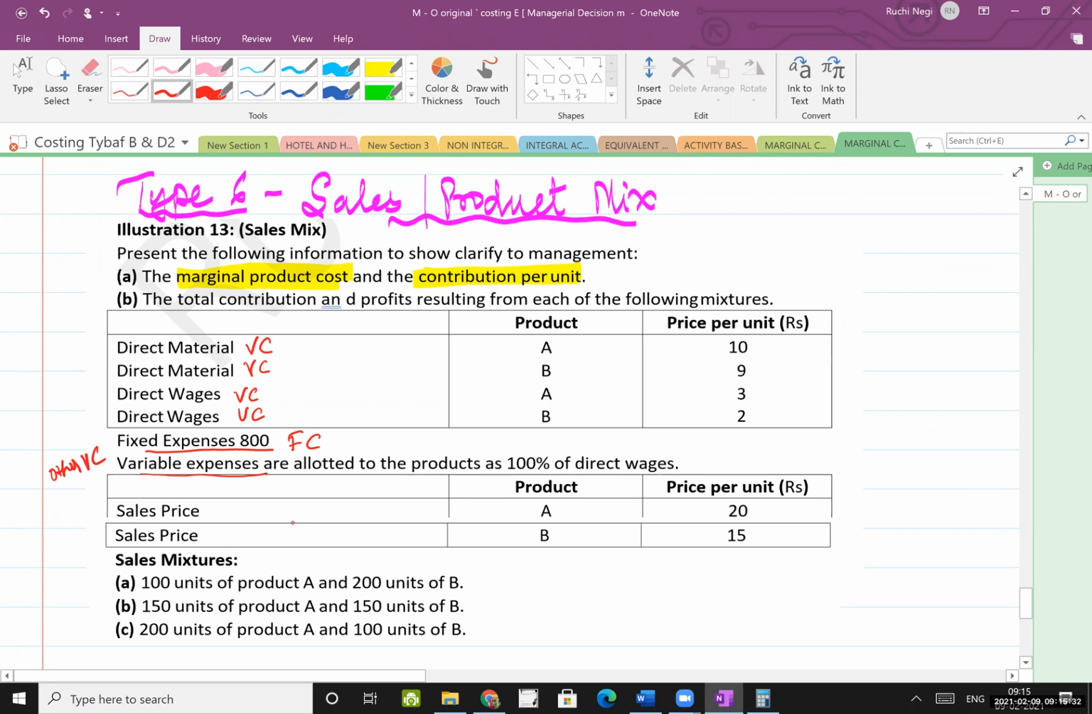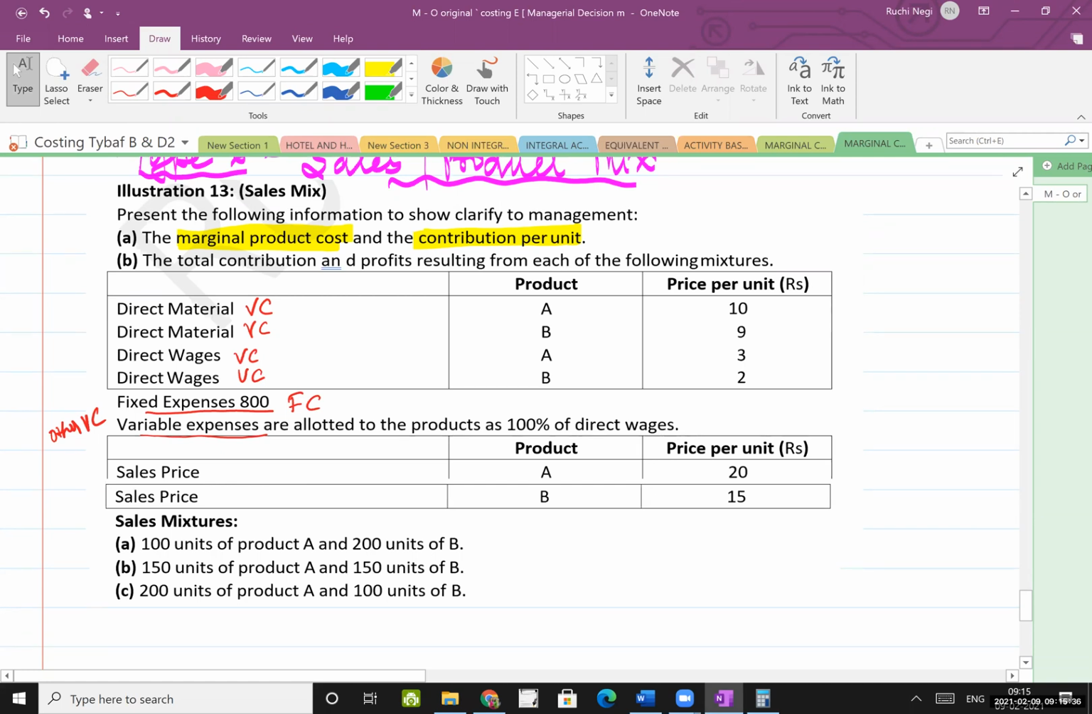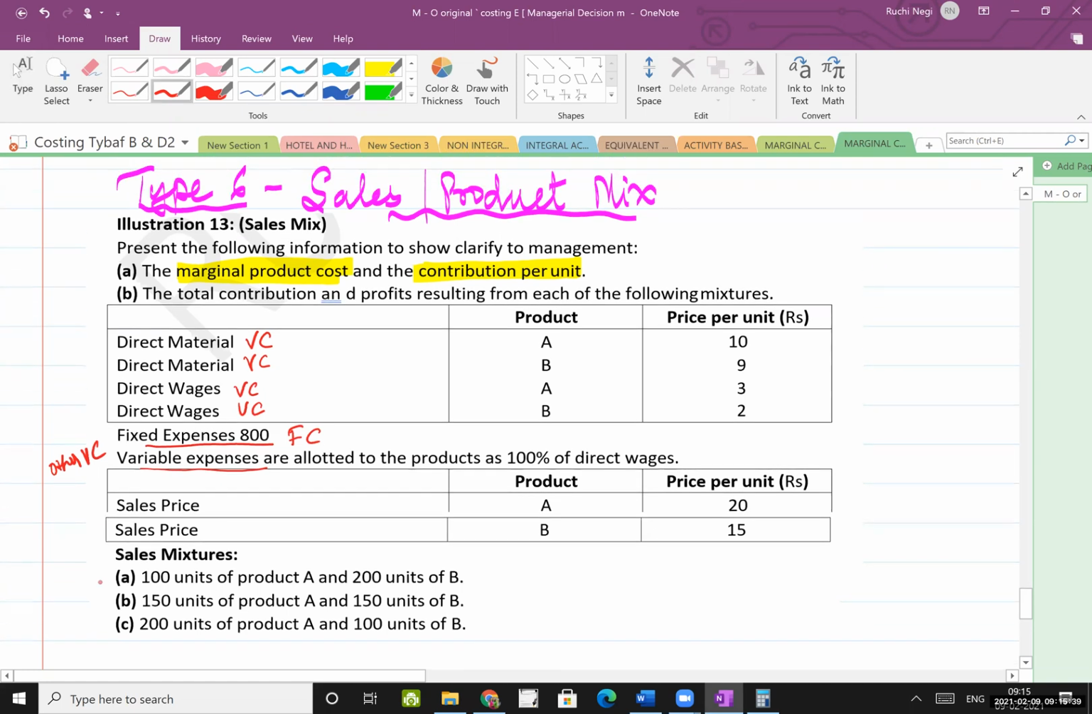Okay, selling price आपको दिया है per unit, ठीक है. ये आपका suggested sales mix है. 100 units of A, 200 units of B, 150 units of A, 150 units of B, and 200 units of A, and 100 units of B. Okay. Obviously, you will first start with what? Your contribution per unit. So let us start with that.